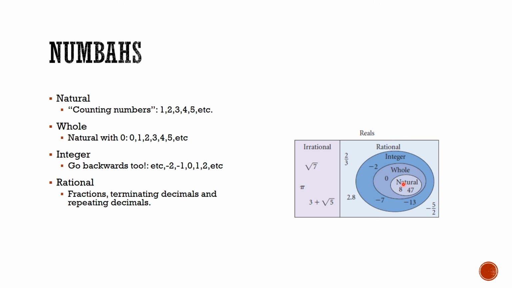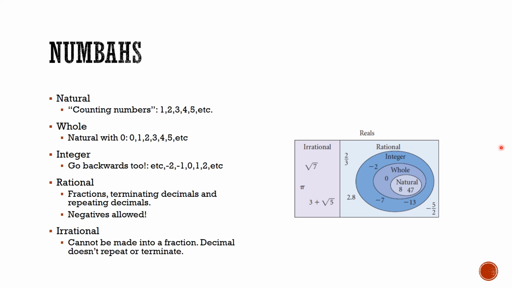Okay, so if you're on the inside, you can work your way out. So if I start with negative 4, so if I start in the integer bubble, it's also rational and real. Okay, if I started with negative 5/2, it would just be rational and real. I can only work my way out of the bubbles. So rational negatives are allowed.